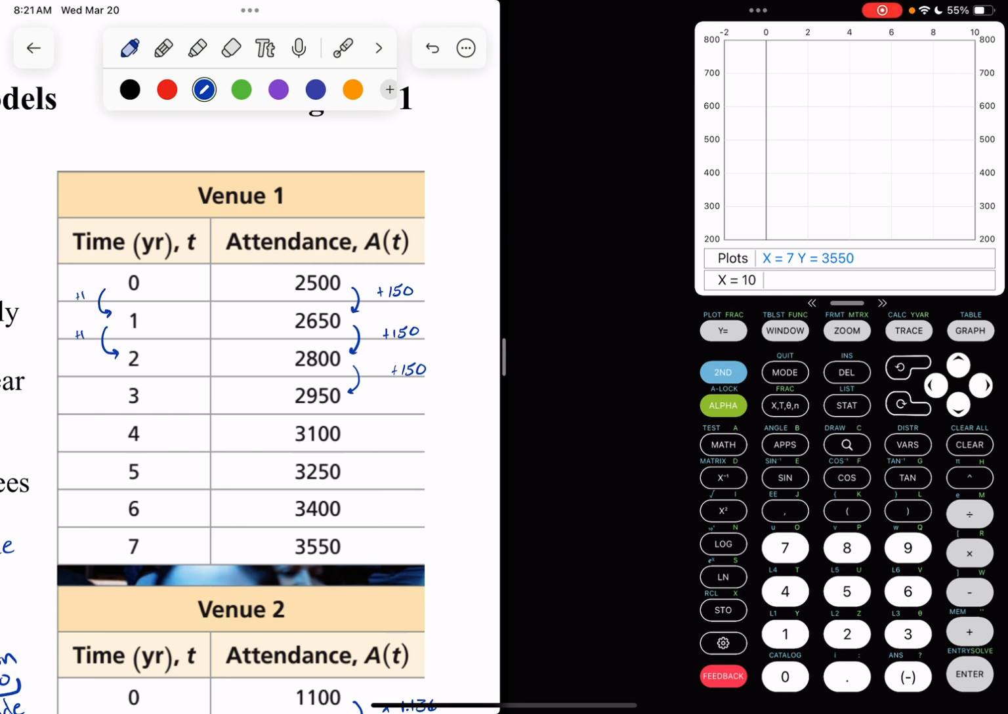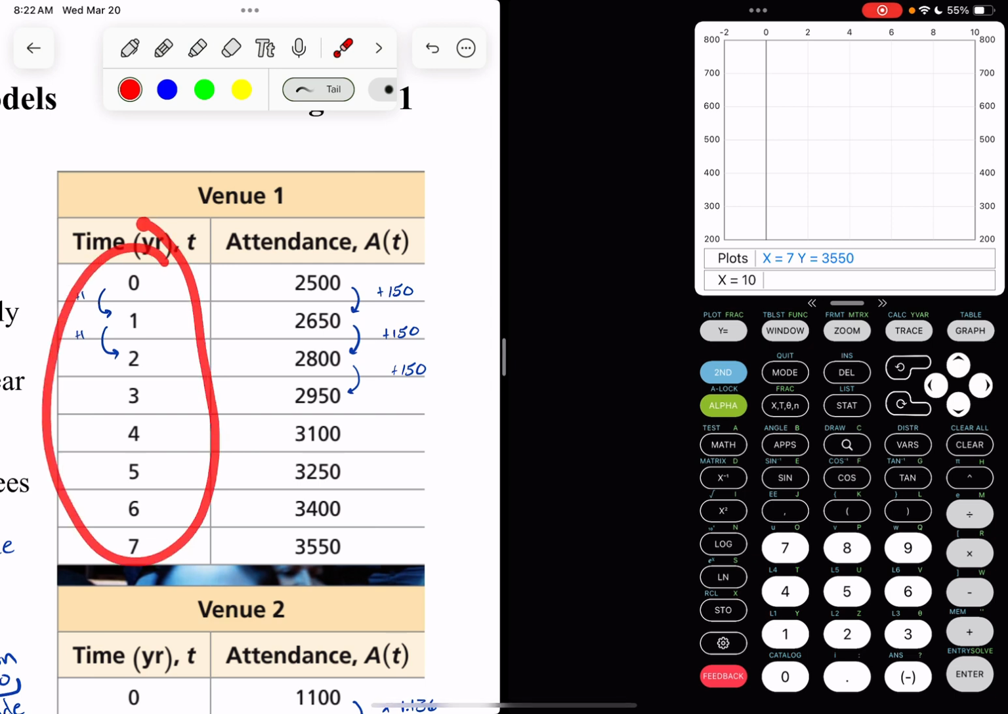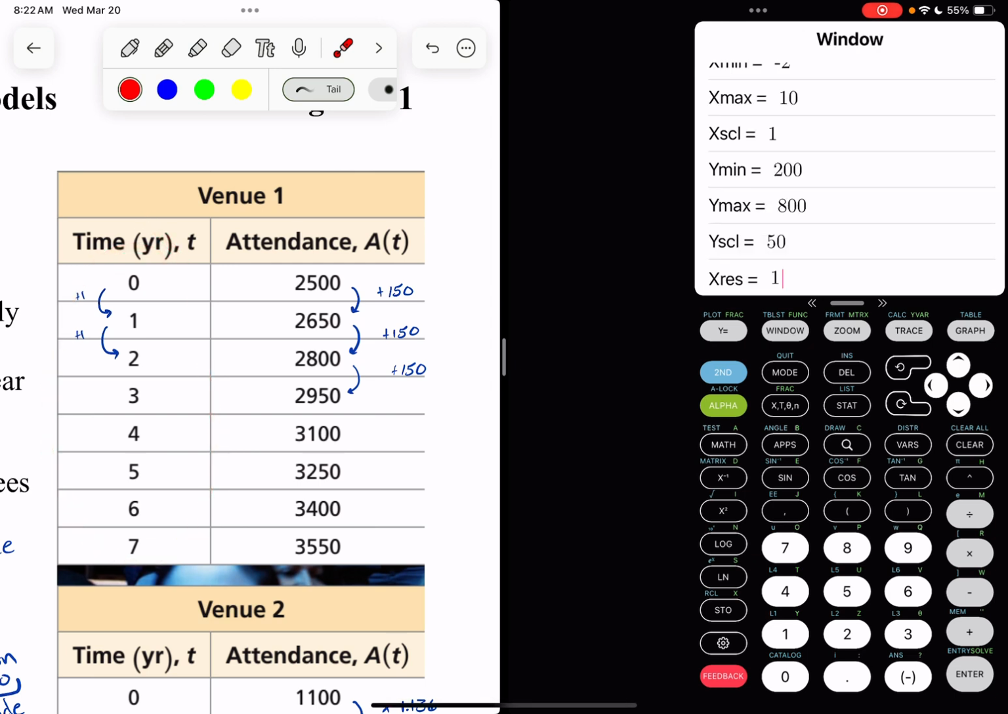Well, look at these points, you guys. These are all up in the thousands. If you notice over here, I'm only seeing up to 800. According to my graph, you're probably seeing something different. So I need to change my window. My x's need to go from about 0 to 7. So go to my window.